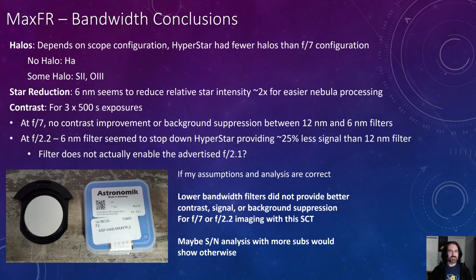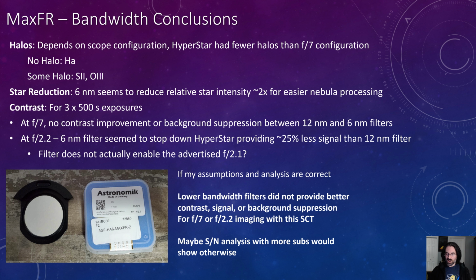So from the data I've shown so far, what can we say about bandwidth and the MaxFR filters? In regard to halo, the halos that were observed depend a lot on scope configuration. The HyperStar had much fewer halos than the F7 configuration, but in most cases I was able to indicate that those halos were more attributable to the camera as opposed to the filter. In terms of star reduction, the 6 nanometer filter seems to reduce relative star intensity by a factor of about 2. That should help make your nebula processing a little bit easier.